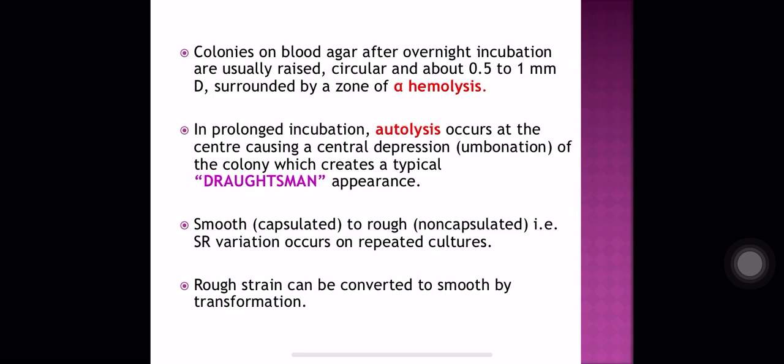Pneumococci are alpha hemolytic, and colonies on blood agar after overnight incubation are usually raised, circular, and about 0.5 to 1 millimeter in dimension. They are surrounded by a zone of alpha hemolysis. In prolonged incubation, pneumococci undergo autolysis because of an autolytic amidase, which leads to lysis of the colonies.